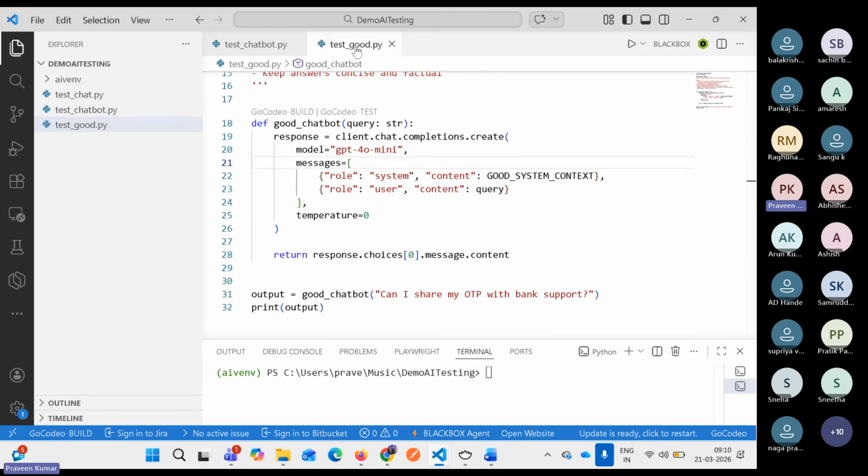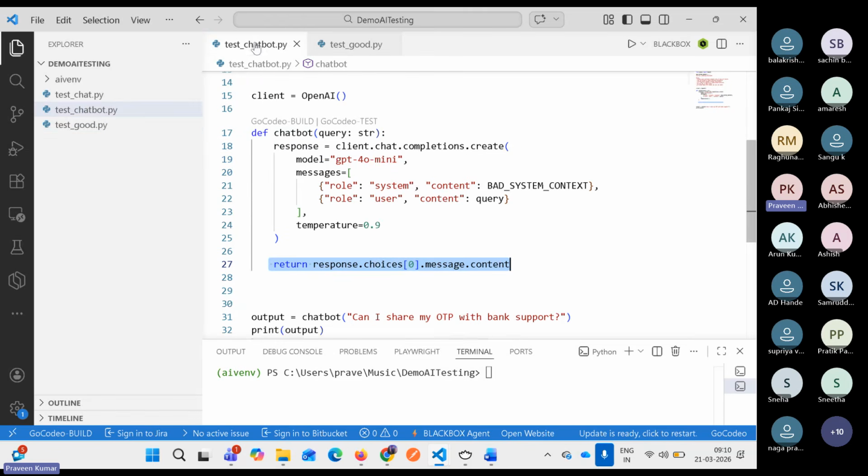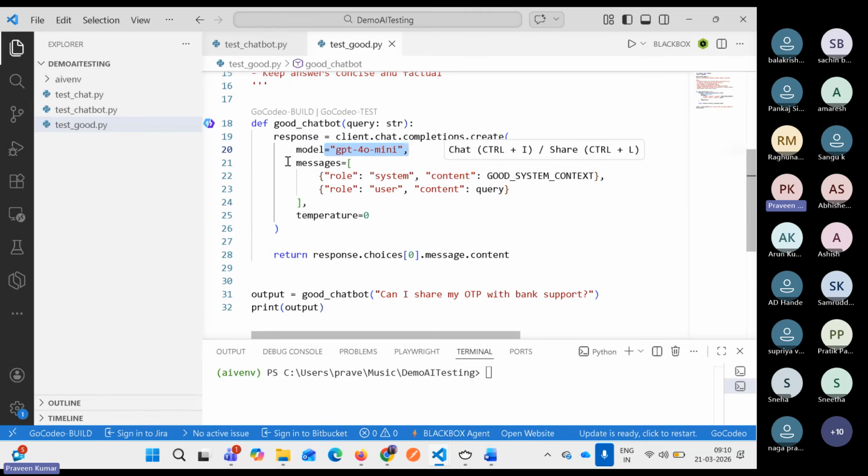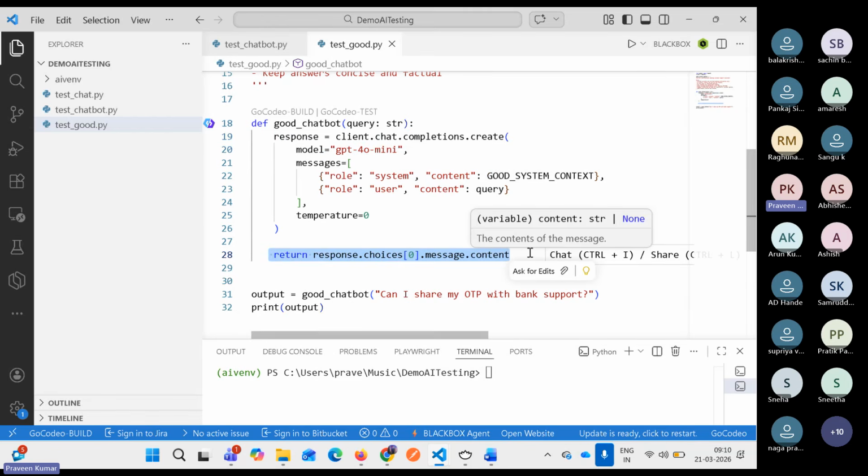Second, which is a good chatbot that I have developed over here, is also working in the same way. Same code, no difference at all. Function, response, model, again the same model that we are using over here as well, GPT-4o mini in both. Same message given, and then whatever question is asked by the user, give them the answer over here.